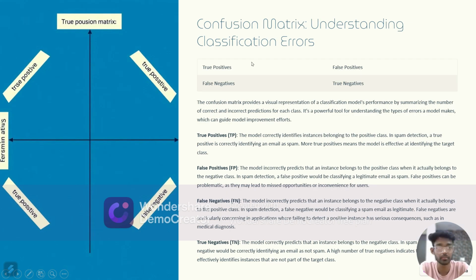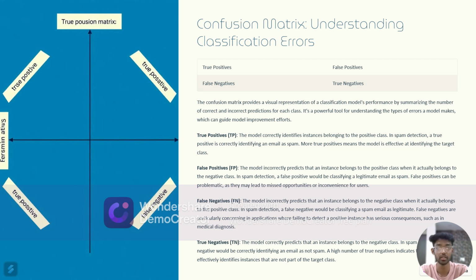Now, confusion matrix. How we can understand classification errors. There are four types: true positive, false positive, false negative, and true negative. Now, here is the description. We will go one by one. The confusion matrix provides a visual representation of a classification model's performance by summarizing the number of correct and incorrect predictions for each class. It's a powerful tool for understanding the types of errors a model makes, which can guide model improvement efforts.